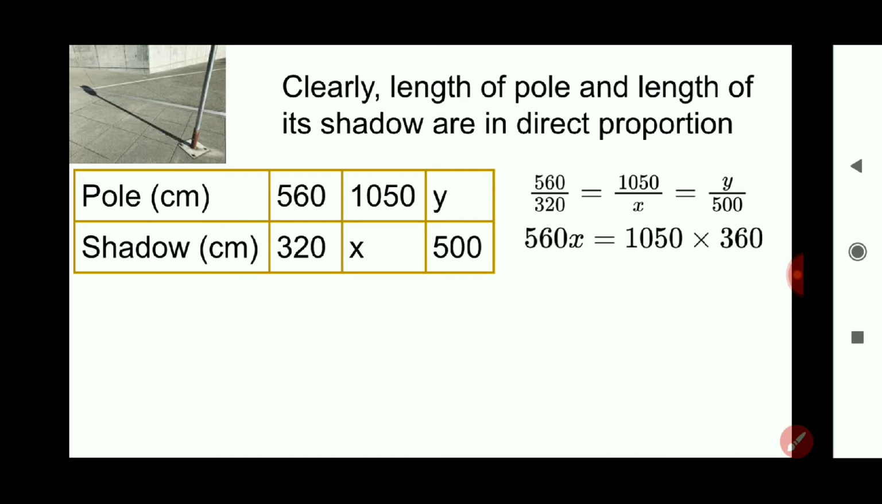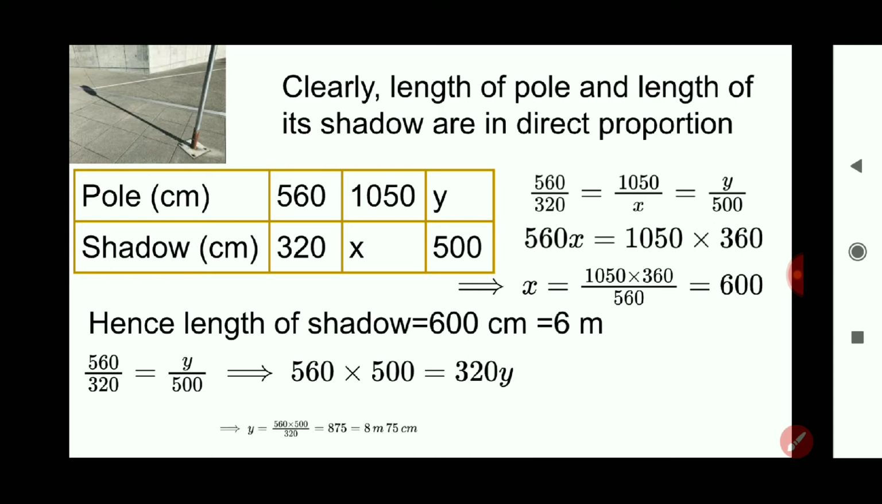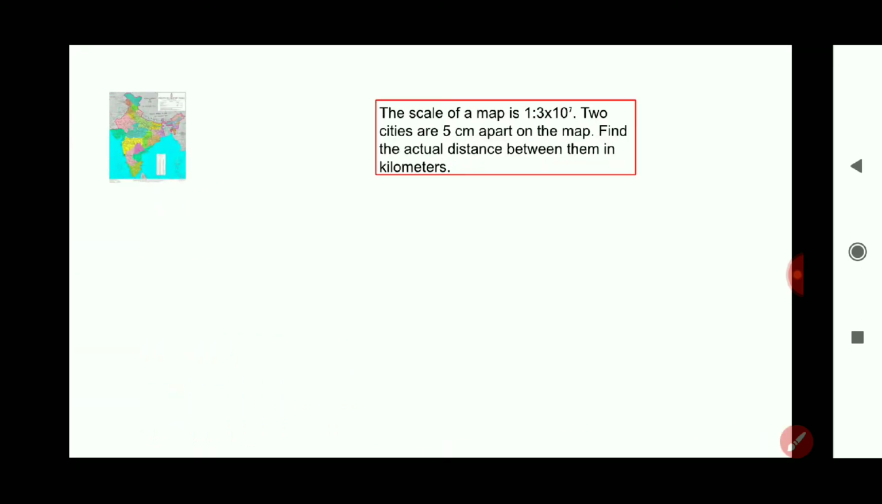Cross multiplication helps us to find x. The x is 600 centimeters. Hence the length of the shadow is 6 meters. Take first ratio and the last ratio. And by cross multiplication, we get the value of y, that is 875 centimeters. That means 8 meters 75 centimeters.